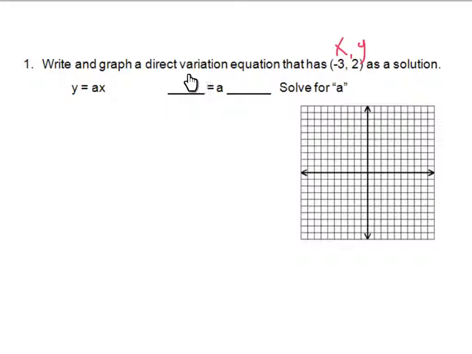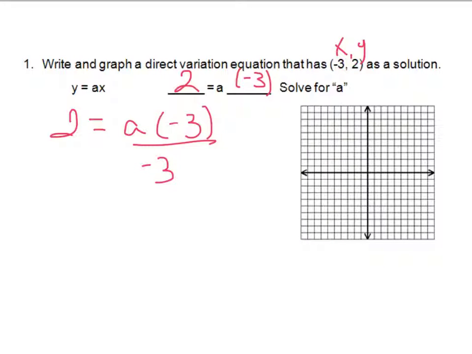Since we know that we have a direct variation, we know that the points are going to fit into this line. So then we can solve for a, and that's going to give us the equation of the direct variation line. Okay, so plug in 2 for y, 2 for y equals a times negative 3. And then we just solve for a. So we're going to divide negative 3 into both sides. So a equals negative 2/3.